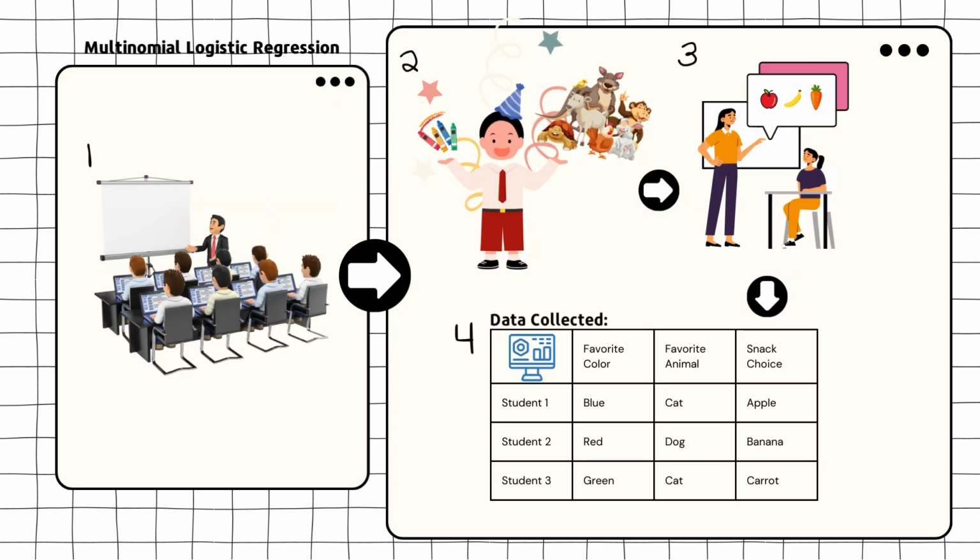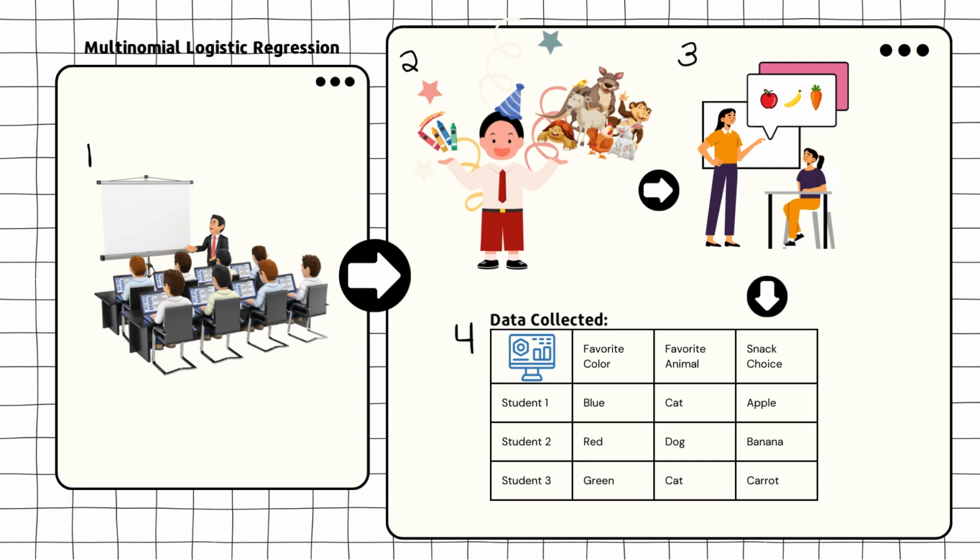So here's how multinomial regression works. Let's imagine you have a class of students and you want to predict what kind of snack they will choose at a party based on two things: their favorite color and their favorite animal. The snacks they can choose from are apples, banana, and carrots. Now, you ask the students what their favorite color and favorite animal are, and what snack they prefer. This process is called data collection since you gather the information.